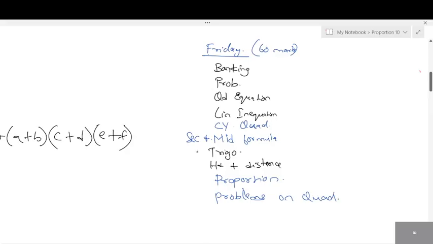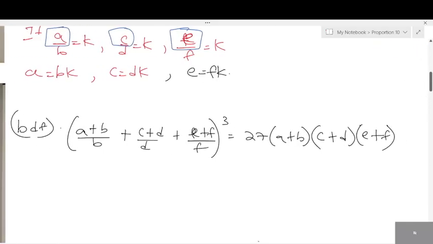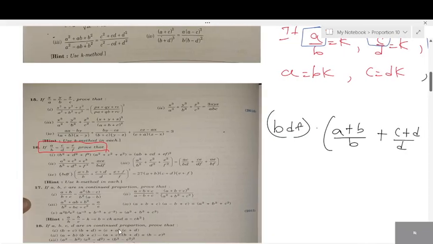Today revision: probability or section and midpoint, the remaining. Which one shall I teach? Yes, which one do you want, probability or section and midpoint formula? Okay, section and midpoint. Probability, you'll complete that. What's the time? 5:10. Fine. First complete this. I'll give you all 5 minutes. Which question is this? 16th, main, third one. Let me see the 17th. A, B, C are in continued proportion. Prove that.